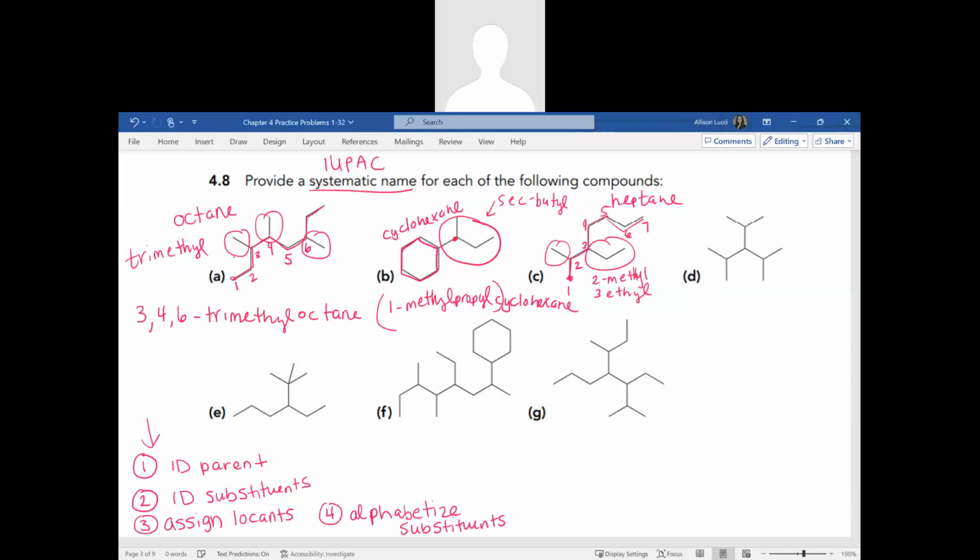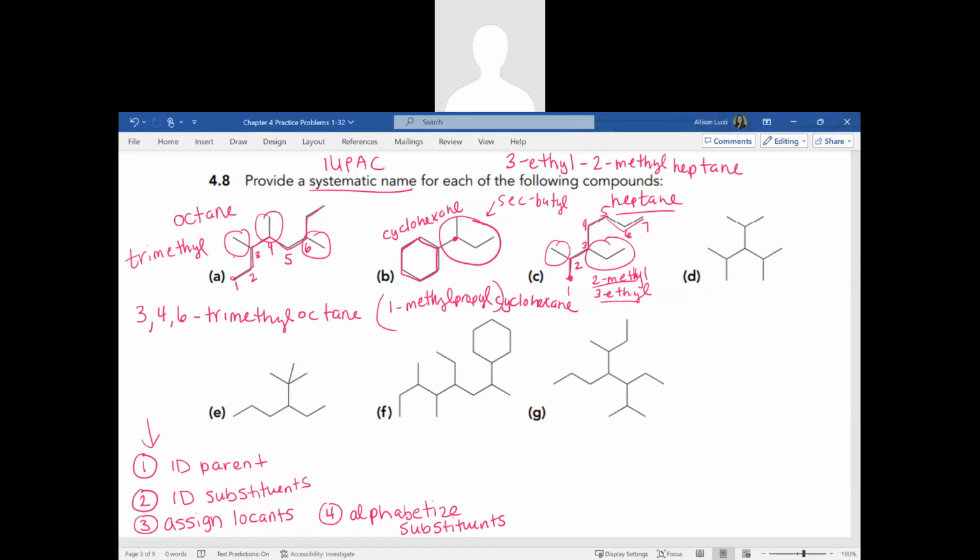So now I have my parent, I have my locants. Now I need to alphabetize these substituents. And we haven't had to do this before because in the first example, they were all the same, and in the second example, we only had that one substituent. So now what comes first alphabetically? Ethyl would. So this compound, the overall name, I'll write up here. This would be a 3-ethyl, 2-methyl, and then our parent, heptane.